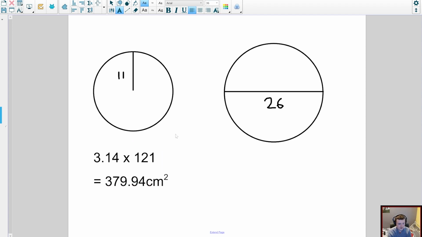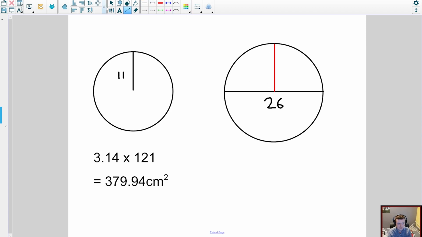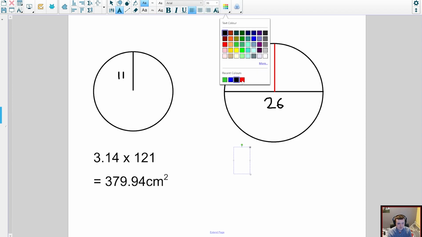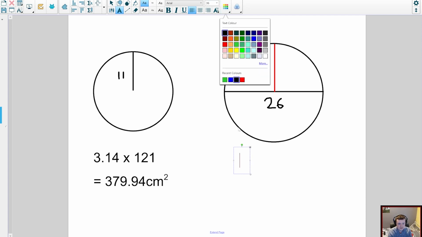Okay, now then, what about this one here? Well, we know that this is a diameter, and so halfway between 0 and 26 is 13. So the radius is going to be 13. And so what I've actually got is 3.14, make sure it's in black, yes it is, 3.14, oh it was in black and I just changed it to red. Very silly, there we go.